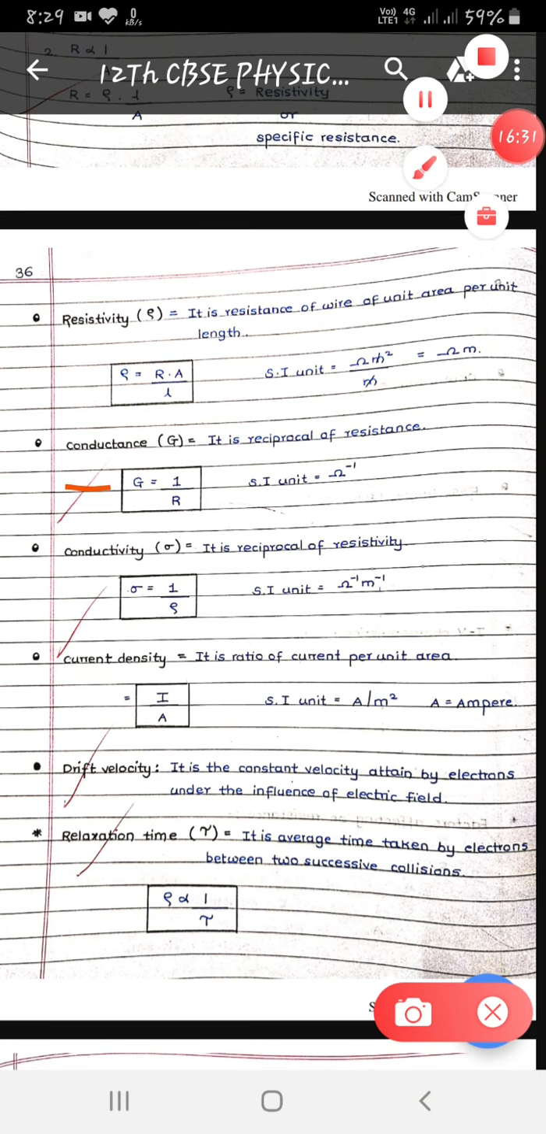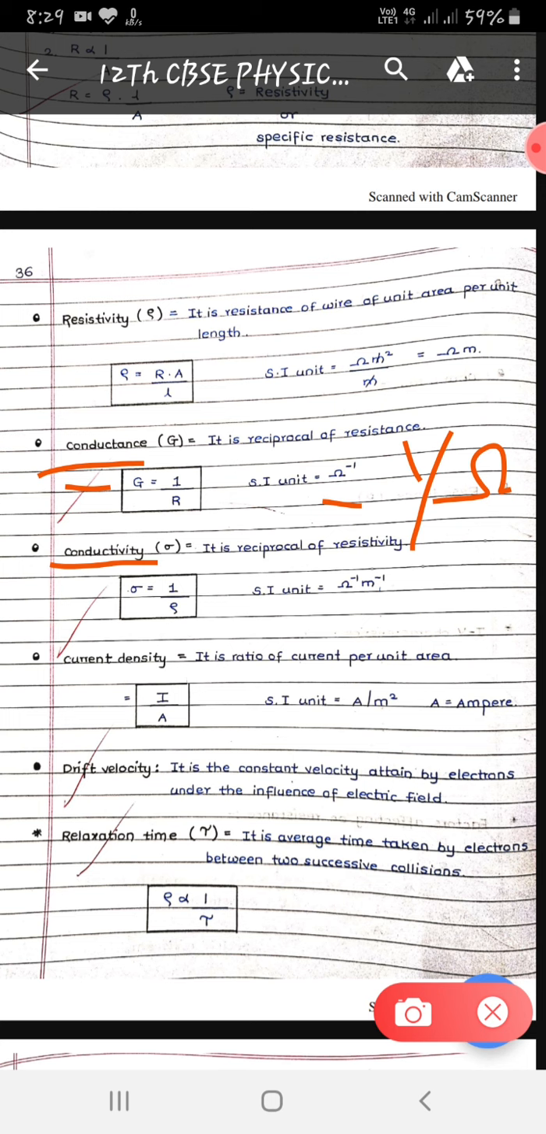Now next point is conductance, my dear student. So what is conductance? Conductance is the reciprocal of resistance, and it is represented by symbol G. So G is equal to 1 upon R, and the SI unit of conductance is ohm inverse or 1 upon ohm, as it is the reciprocal of resistance. The next definition is conductivity. If conductance is the reciprocal of resistance, similarly conductivity is the reciprocal of resistivity. Very easy. It is represented by symbol sigma. So sigma is equal to 1 upon rho. The SI unit is ohm inverse meter inverse, that is 1 upon ohm meter, because it is the reciprocal of resistivity and the unit of resistivity is ohm meter.